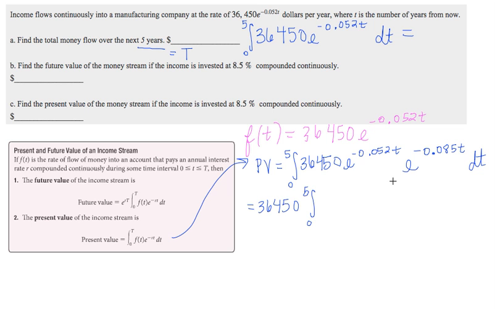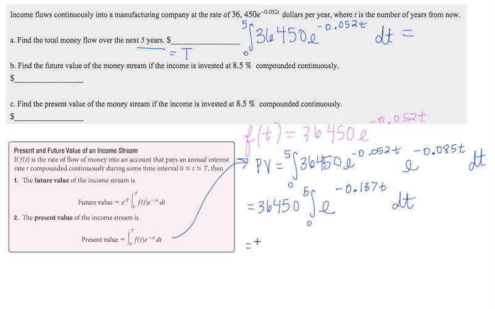And let's also combine these two e's. When you have the same base and different exponents, you can combine them by adding the exponents. So negative 0.052t minus 0.085t is negative 0.137t.